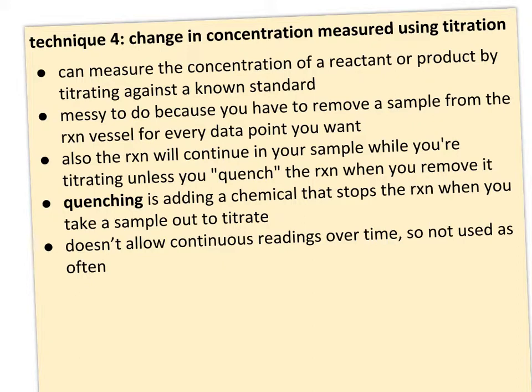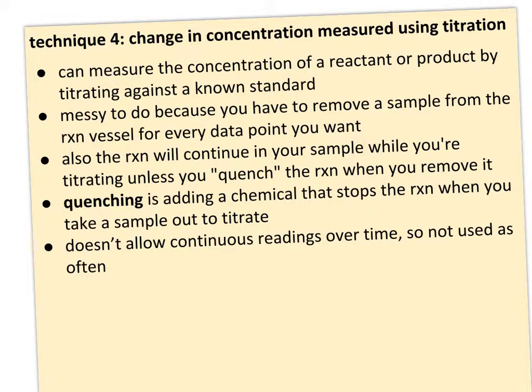Technique 4, change in concentration measured using titration. This means that either your reactant or product changes pH. H plus is being produced, H plus is being consumed, OH minus is being produced, or OH minus is being consumed. But this is a pain because you have to remove a sample from the reaction vessel for every data point you want. So this is not a continuous reaction.